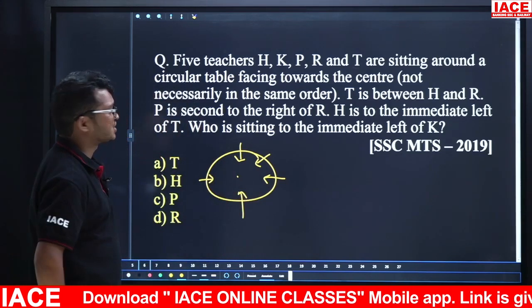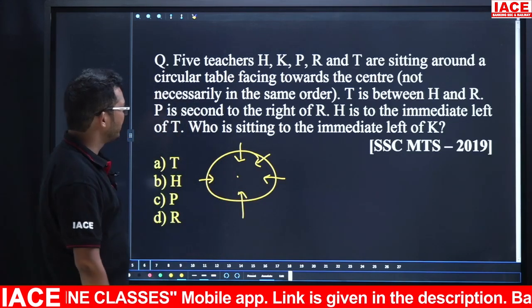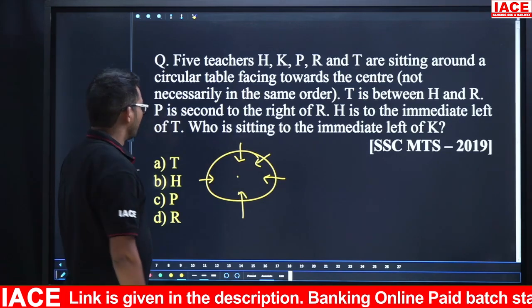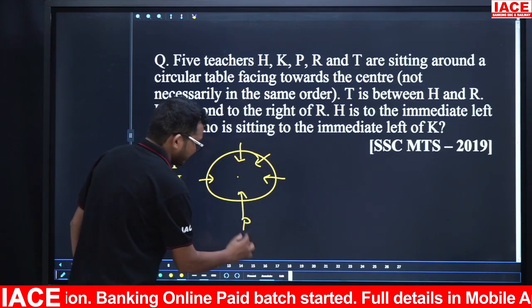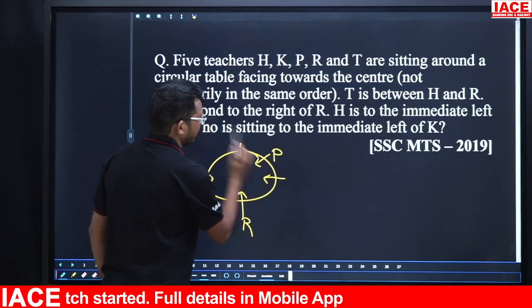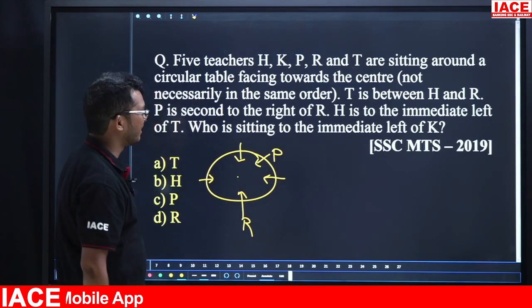Now take your first point. T is between H and R. Next, P is second right of R. So friends, suppose this one is R: for R, first right, then second right is here P. P is second right of R.